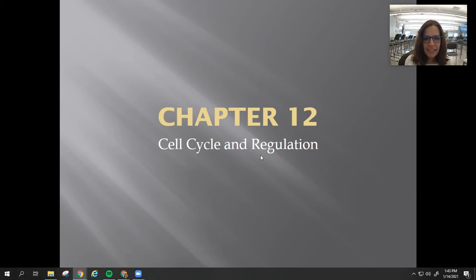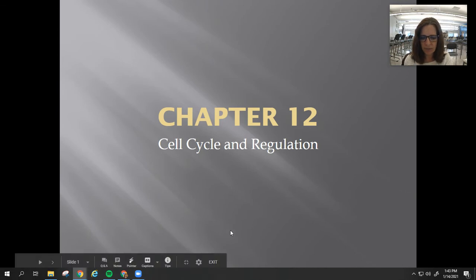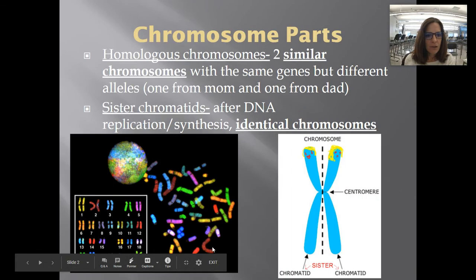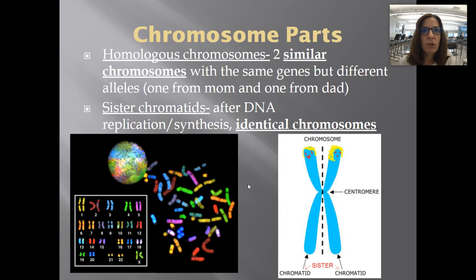Hi everybody, today we are going to talk about the cell cycle and regulation. So, just to get some vocabulary so that we're all speaking the same language, you might have heard this in biology, but homologous chromosomes are two similar chromosomes with the same genes but different alleles. So when we talk about alleles, we're talking about like the big A's and the little A's. And you get one homologous chromosome from mom and you get one from dad.